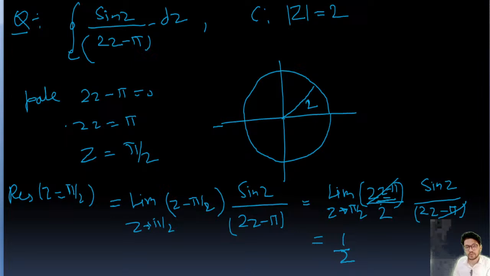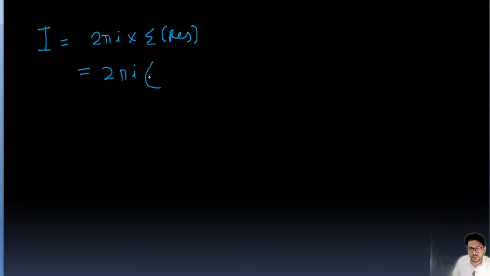So the value of this integration I is 2 pi i into the sum of residues, and the sum of residues is this one value, 1 by 2. So this value is going to be pi i.